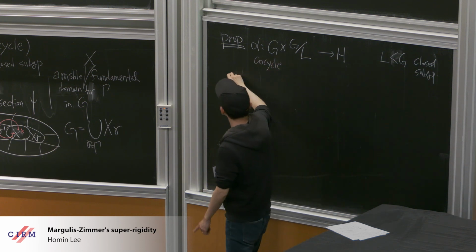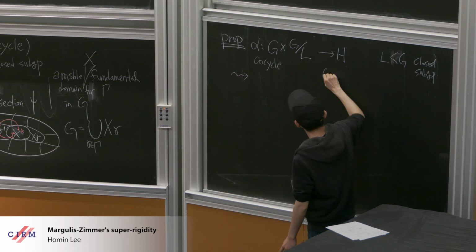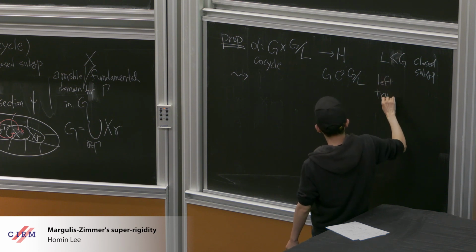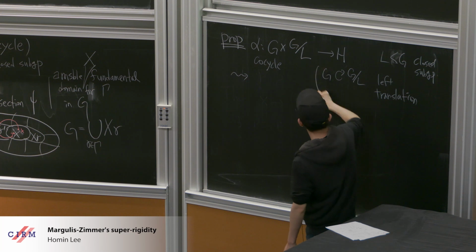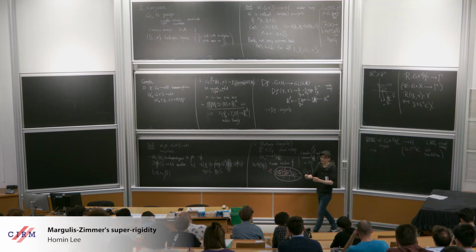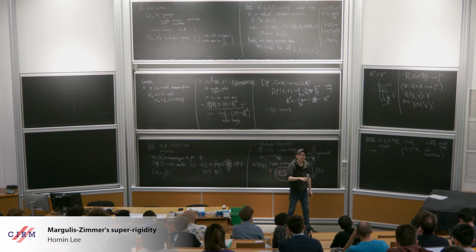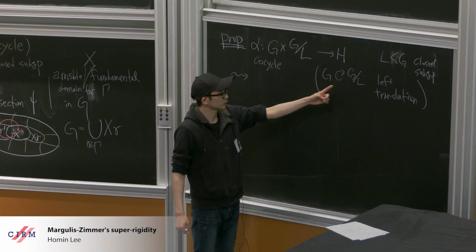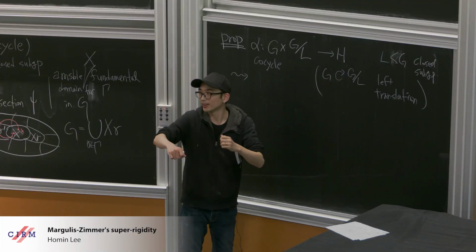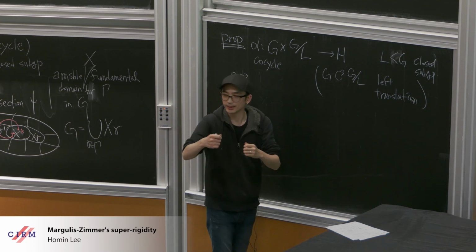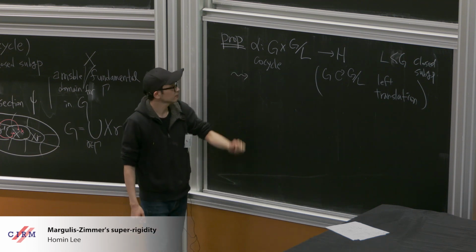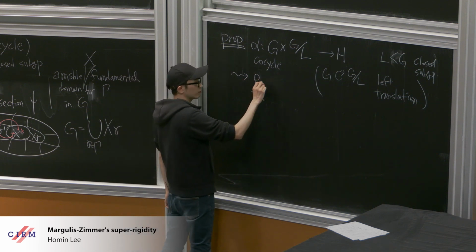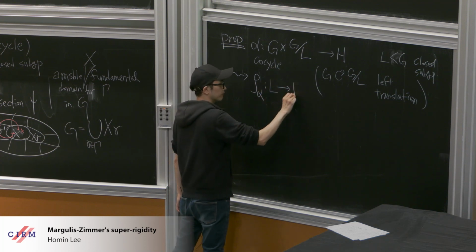Then I need to define what the G action is. The G action is just left translation. G can act on the coset space by left translation, left multiplication, right? This is the space of left cosets or right cosets, one of them, but you can just act by multiplication on the left. So G acts on G mod L. And then you can define a homomorphism. I want to call it rho alpha, which is from L to H. This is a homomorphism.